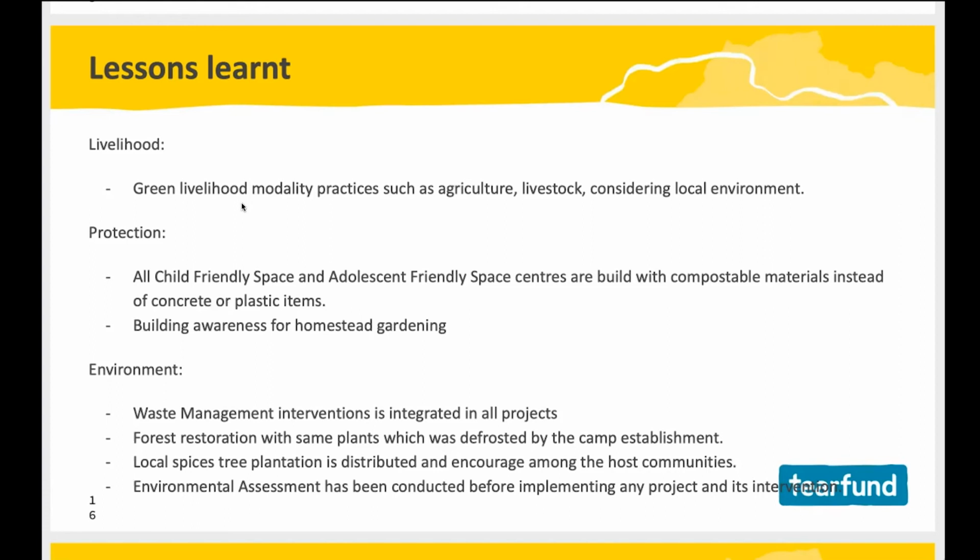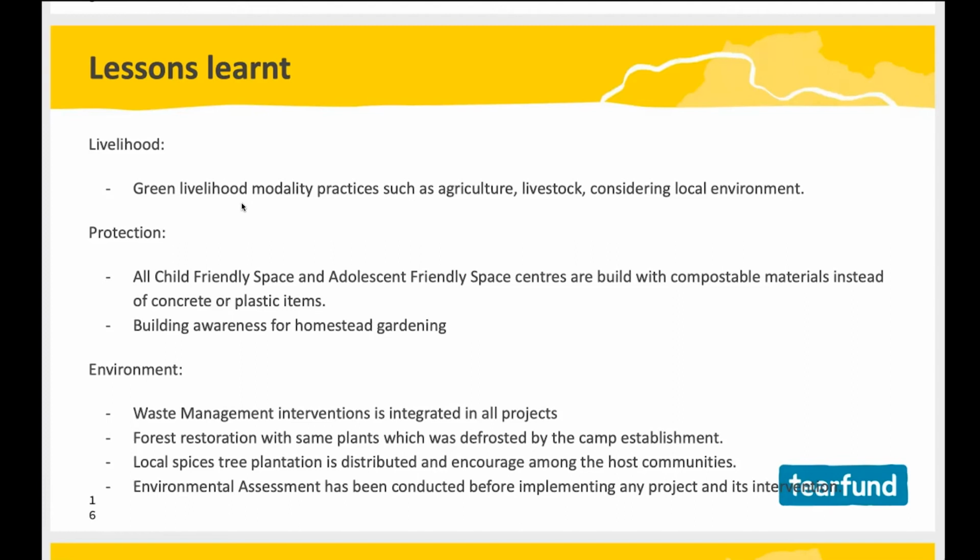Within the environment sector, we are focusing on waste management interventions incorporated into all of our projects. Forest restoration with tree plantation is one of our top priorities. Local species tree plantation is again one of our main focuses. We are not using any new interventions or new species. We are giving the local trees.